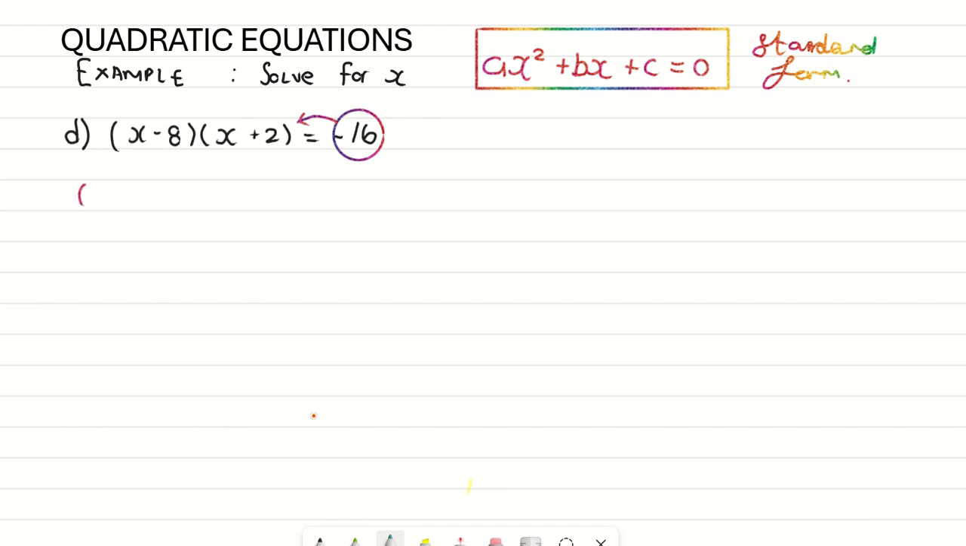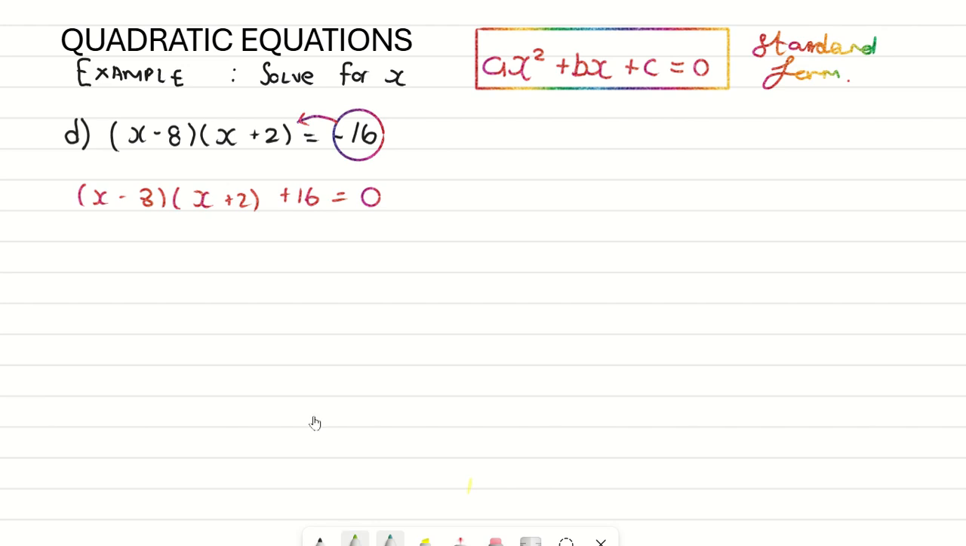Let's say (x minus 8)(x plus 2) plus 16 is equal to 0. Let's do that. But now these brackets are kind of preventing you from solving this problem. So you need to now go and multiply these values.